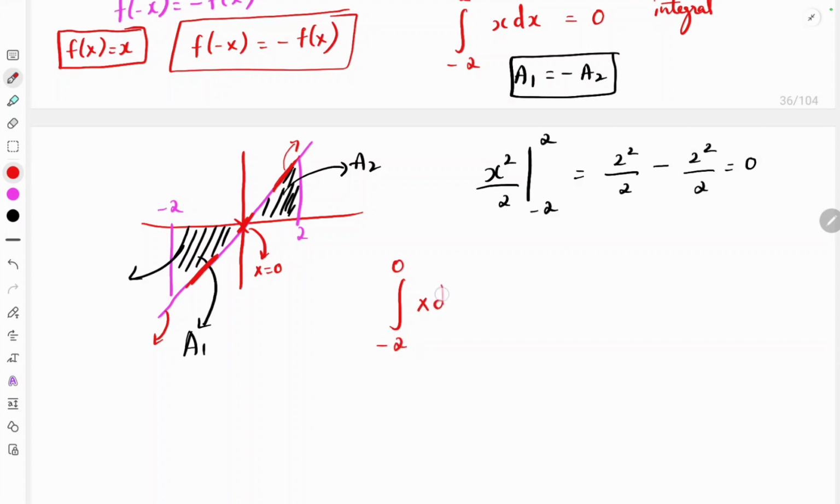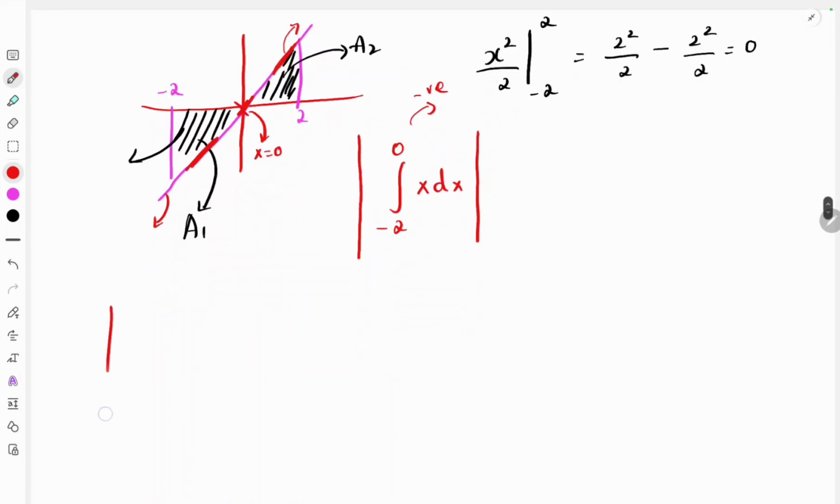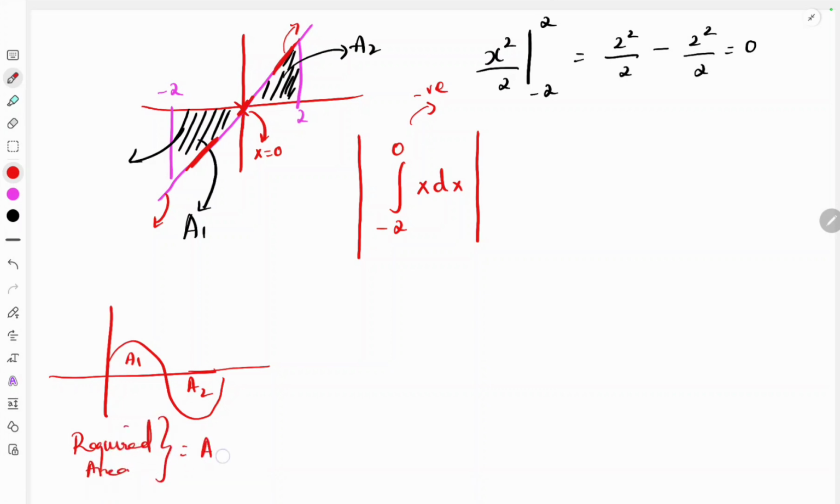Y equal to x dx. And for this I have to take modulus. I know this value will be negative, but we have to take the modulus. Suppose we have a simple curve like this, with A1 and A2. The required area will be equal to A1 plus modulus of A2. Why modulus of A2? Because it is below the x-axis, it will be negative.